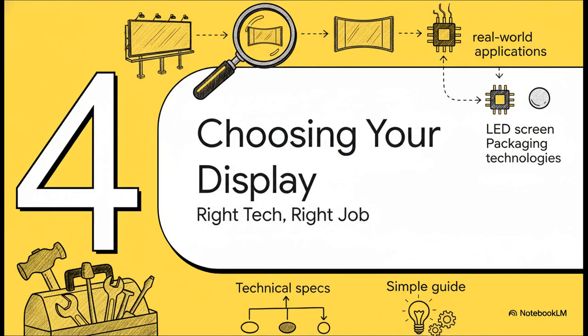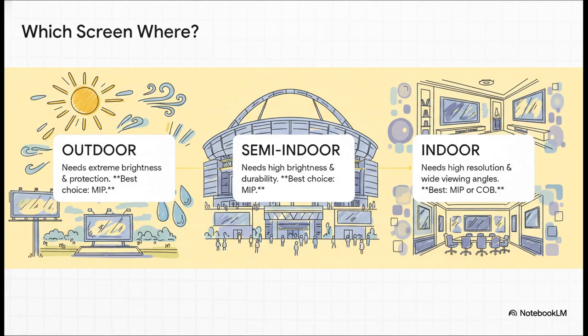So, the data doesn't lie. But what does it all mean for you in the real world? Well, it all comes down to picking the right tool for the right job. So let's translate all these tech specs into a super simple guide. It really breaks down pretty easy. If you're going fully outdoors where you're fighting sun, rain, all of it, MIP is the clear winner, no question. Its brightness, contrast, and protection are just unmatched. Same thing goes for those semi-indoor spots, like a stadium concourse or a train station. Then, for those really high-end indoor uses where you want the absolute best picture and you need everyone in the room to have a perfect view, both MIP and COB are phenomenal choices. They blow traditional SMD right out of the water.